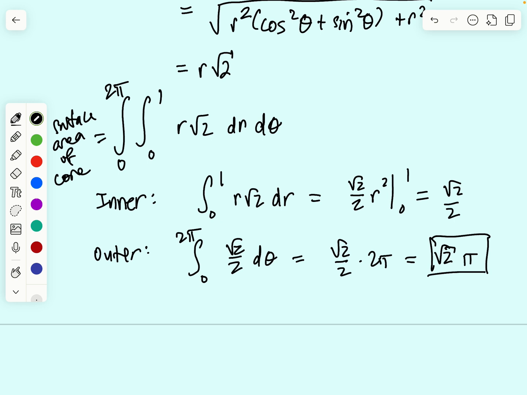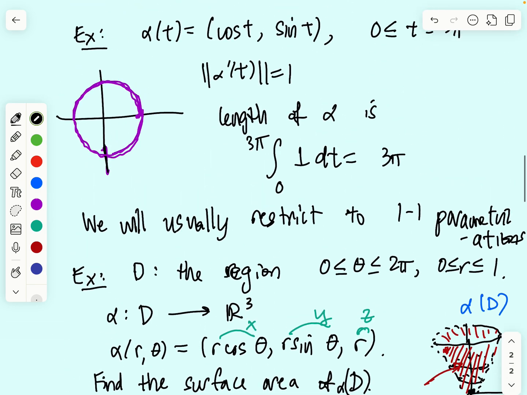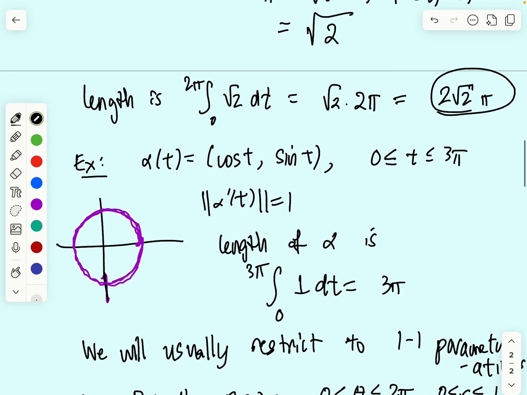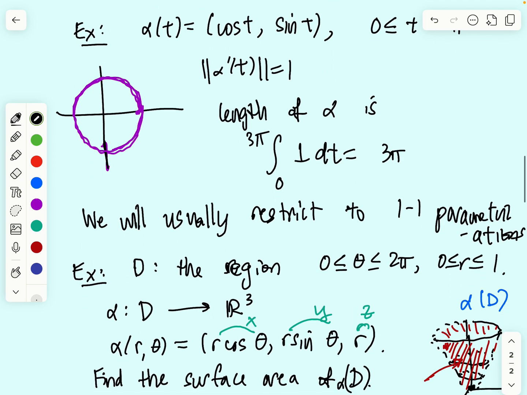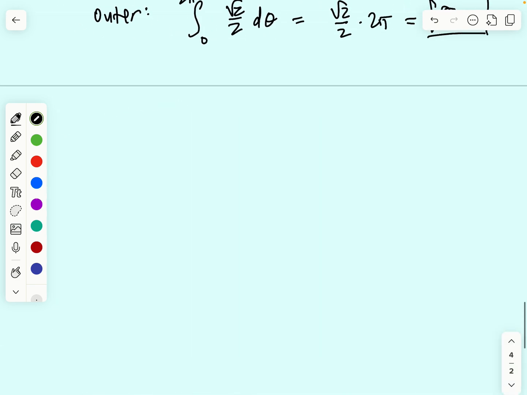So those are some examples of finding the volume of a parameterized manifold, right? It encapsulates both surface area as well as arc length. And as this example with the circle shows, we usually want our parameterizations to be 1-to-1. Okay.